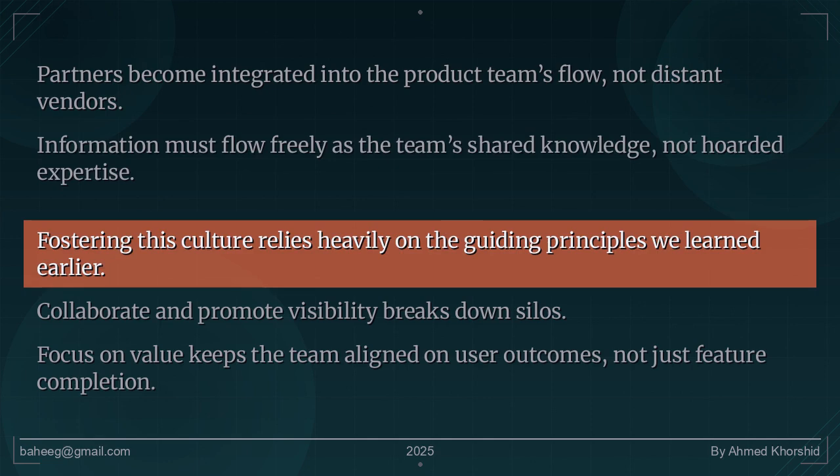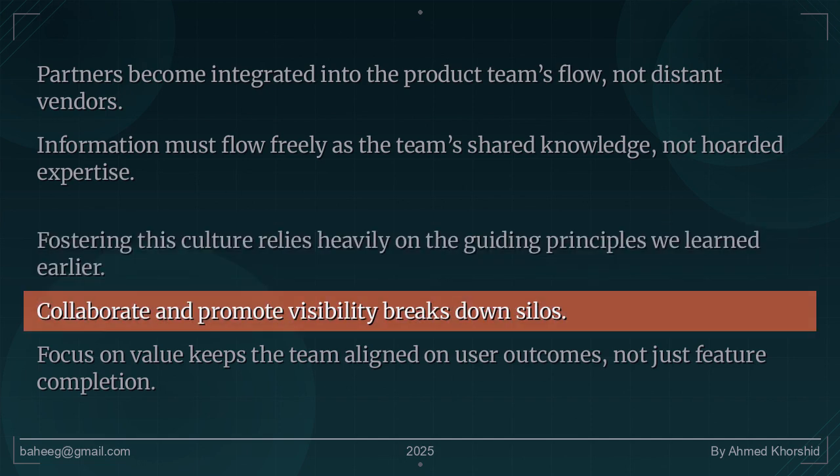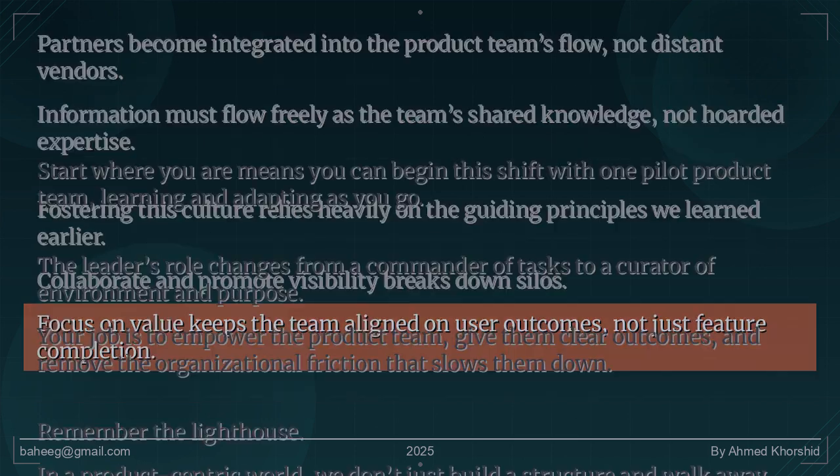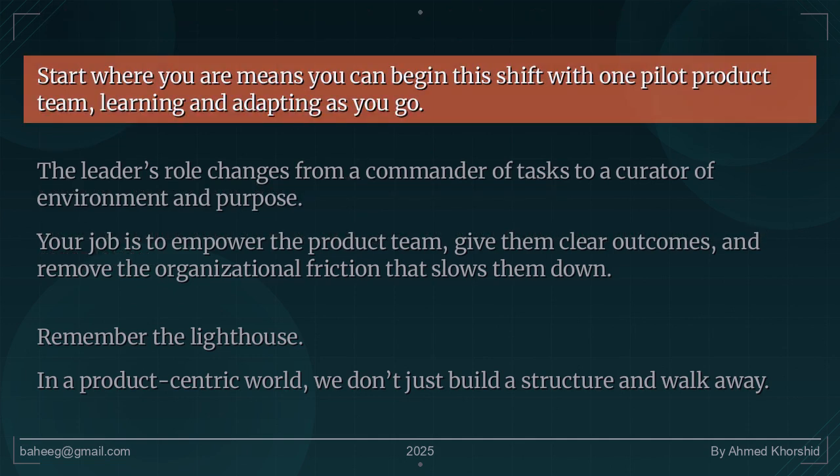Fostering this culture relies heavily on the guiding principles we learned earlier. Collaborate and promote visibility breaks down silos. Focus on value keeps the team aligned on user outcomes, not just feature completion. Start where you are means you can begin this shift with one pilot product team, learning and adapting as you go.